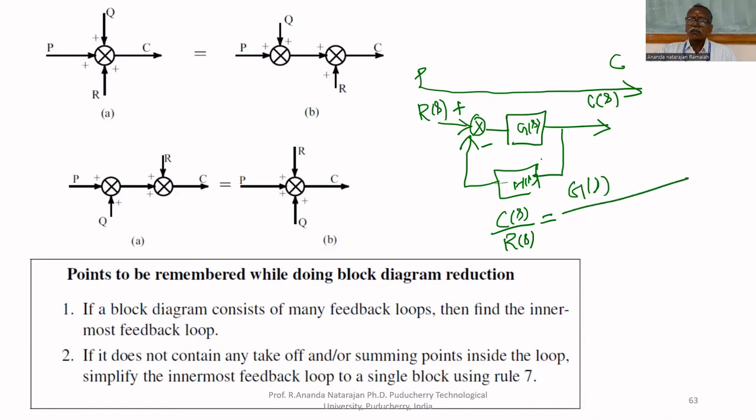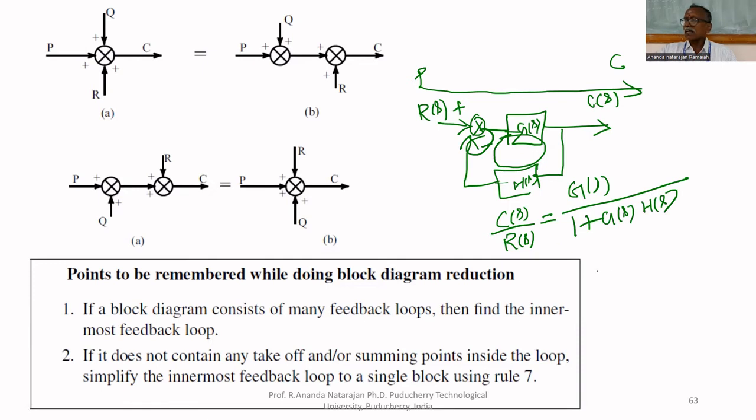Denominator, it should be, what is the closed path? What are the elements in the closed path? G of S and H of S. Here minus sign is there. Therefore 1 plus G of S, H of S.